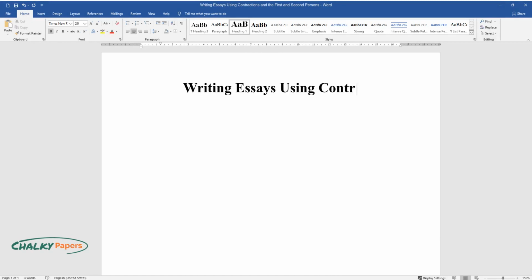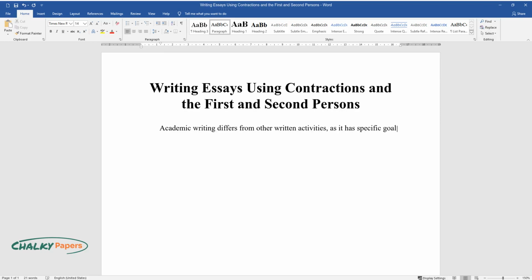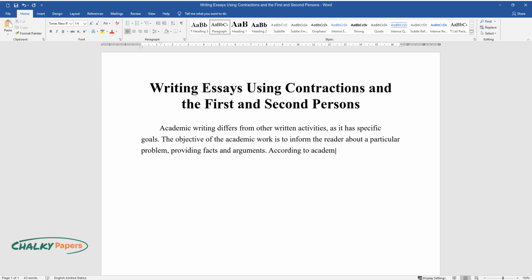Writing essays using contractions in the first and second persons. Academic writing differs from other written activities, as it has specific goals. The objective of the academic work is to inform the reader about a particular problem, providing facts and arguments. According to academic writing rules, the use of contractions, first and second persons in formal writing is not acceptable.